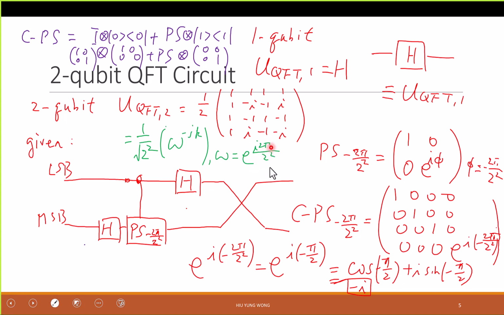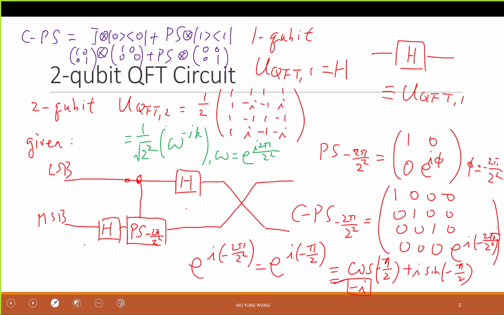Hey, 2 to the power pi, e to the power i 2 pi over 2 to the power 2. Do you see some similarity here? So it's very natural you should have a phase shift gate in order to generate this omega. If I were the inventor of the quantum Fourier transform, I might go from a more elegant theory to come up with this.